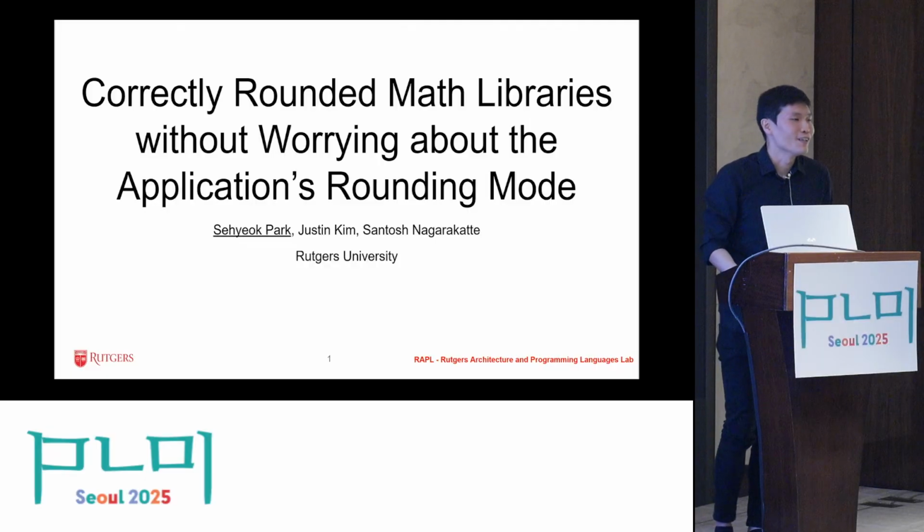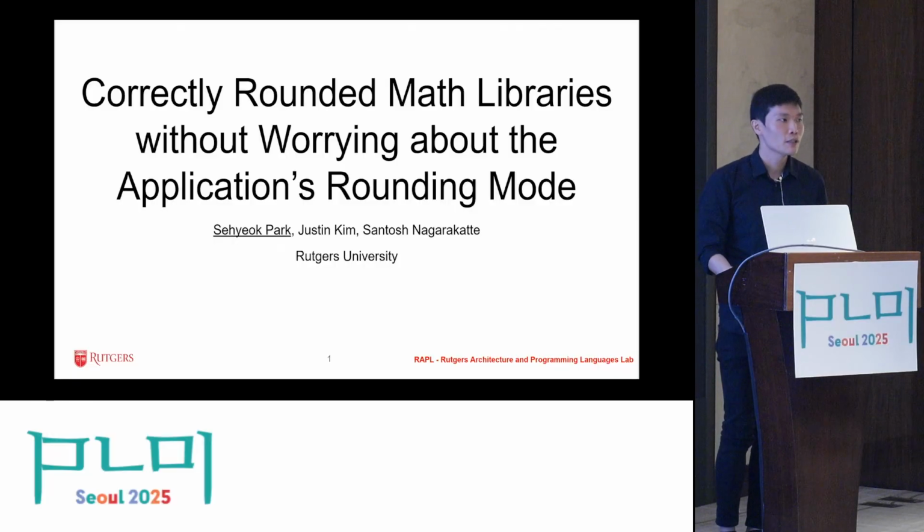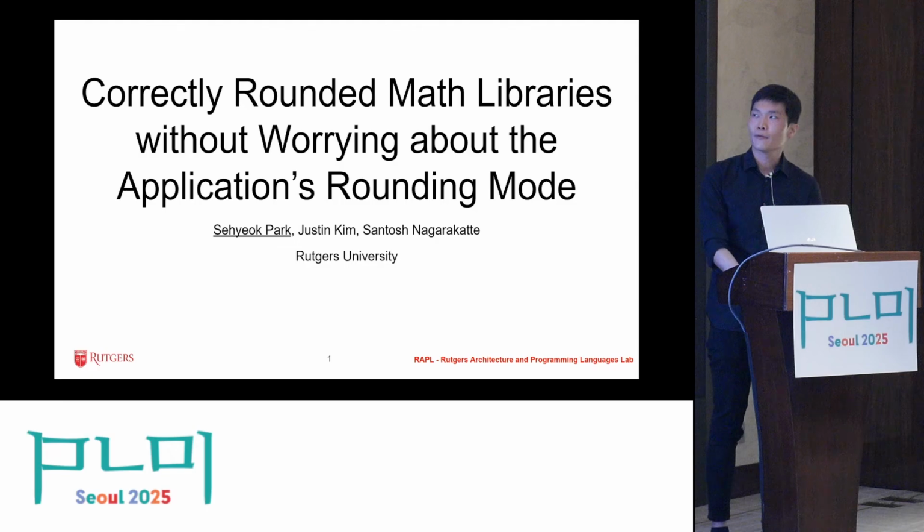Hello everyone, I'm here on behalf of the Rutgers Architecture and Programming Languages Lab to present our work on our RLibm project. The overarching goal of RLibm is to improve the portability of scientific computing. Scientific computing makes extensive use of math libraries, and for applications to be portable, the math libraries they use should ideally produce correct standardized results. And for this purpose, RLibm believes there needs to be correctly rounded math libraries.